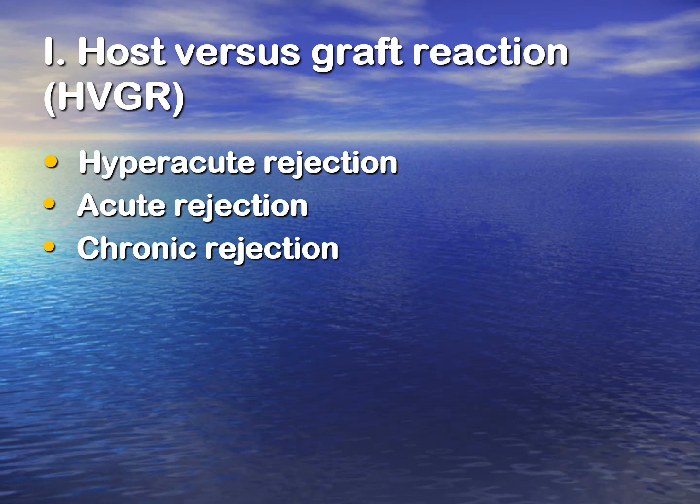So, discussing the first type of reaction, which is the HVGR, host versus graft rejection. There can be several reactions that can be seen after grafting the transplant, which can be hyperacute rejection, acute rejection, or chronic rejection. So these are the three main types of rejection that are generally found in the host upon grafting foreign material into the patient.